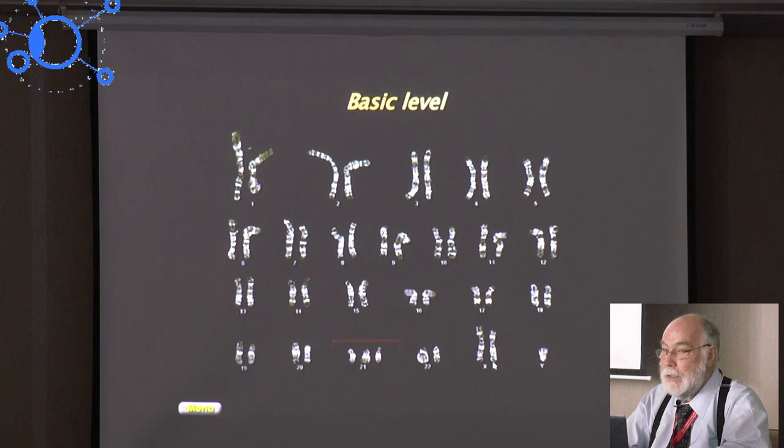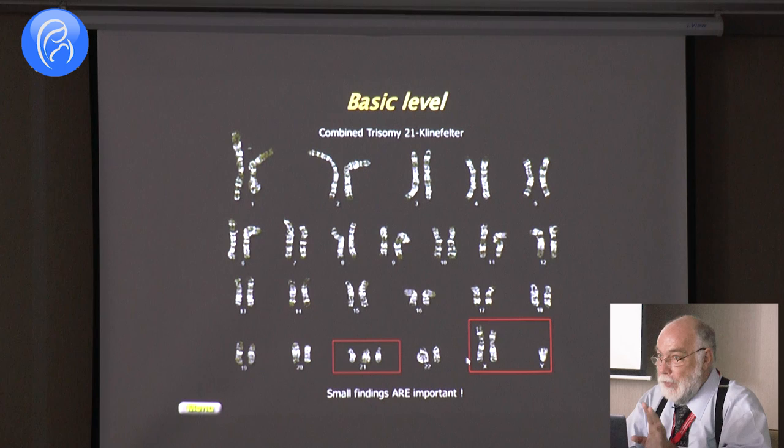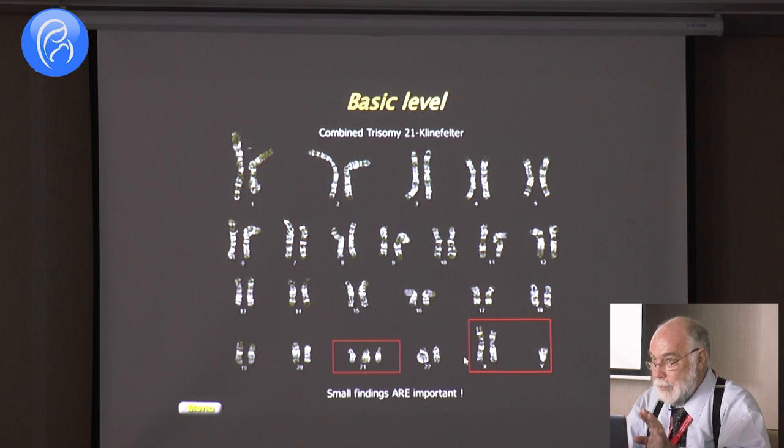So this baby has a combined trisomy 21 and time factor. The entire examination was normal except for the nasal bone, and she was African American. So be careful, small findings are important.